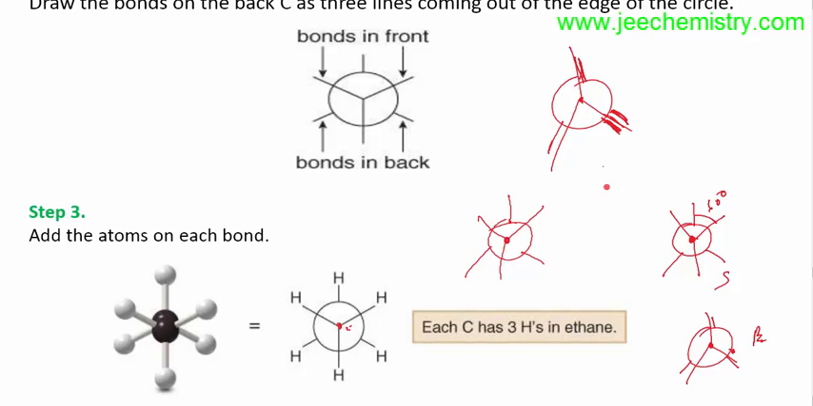This is an eclipsed conformation because there is a 0 degree angle between the front CH and back CH, aligned one to one. But there is a 60 degree angle departure from this CH bond to this CH bond and this CH bond. There is a 60 degree angle departure, and this is a dihedral angle.